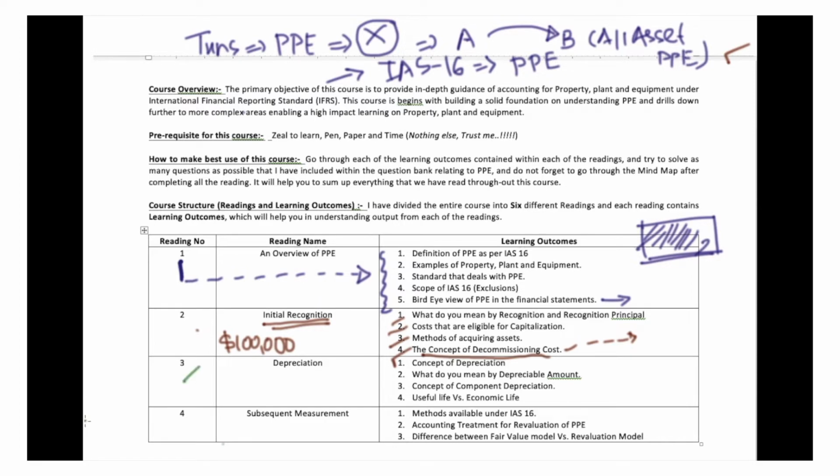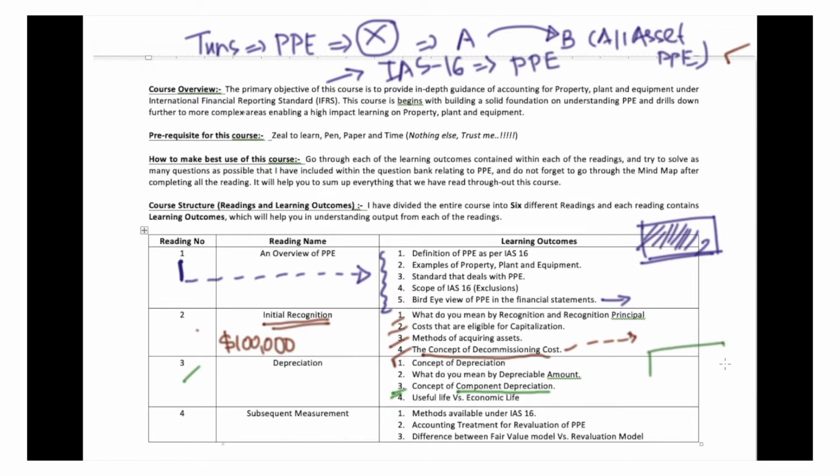In the third reading, we will discuss the concept of depreciation. What do we mean by depreciation? Why do we charge depreciation in the books of accounts? We will discuss the requirements under IAS 16 in respect of depreciation expense. We will discuss one of the most major areas, the concept of component depreciation. This is one of the most important departures from US GAAP. Under IFRS, you need to depreciate an asset based on its components.